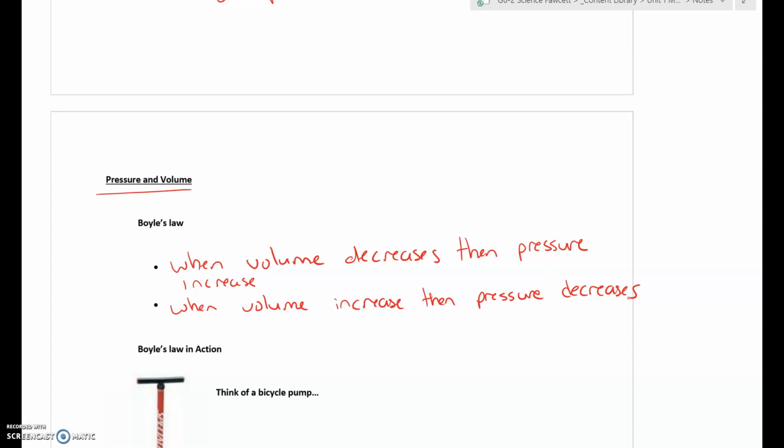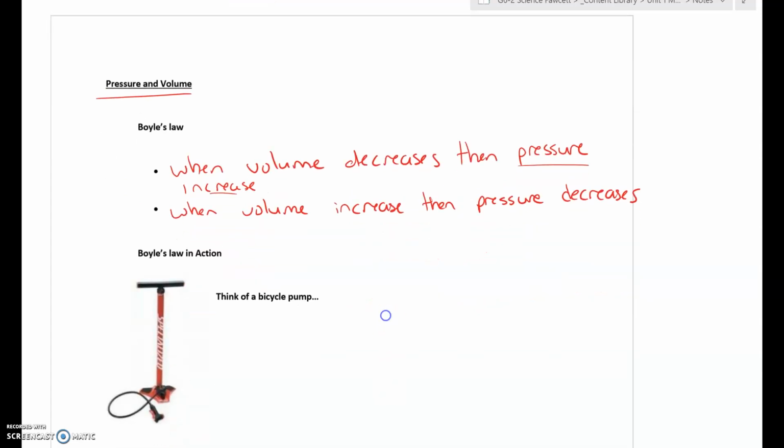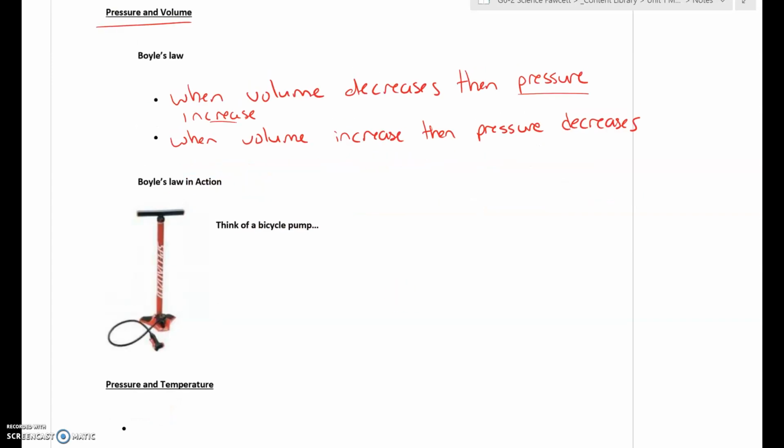And this relationship can actually go the other way. If you change pressure, if you increase the pressure on a gas, then that will cause the volume to change. However, with this law, we most often see it in this form, that the volume is changing, causing the pressure to change. So one example of this in action is a bicycle pump.